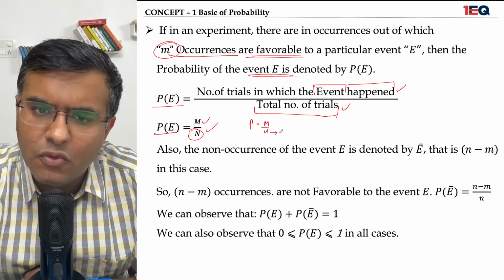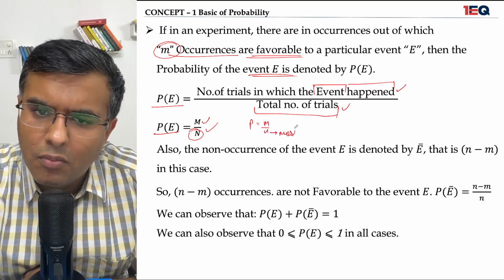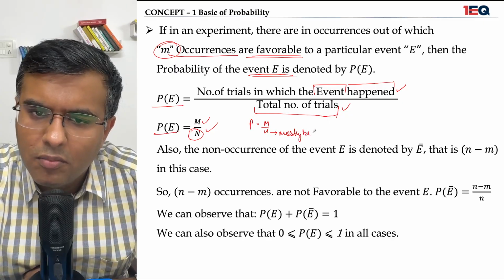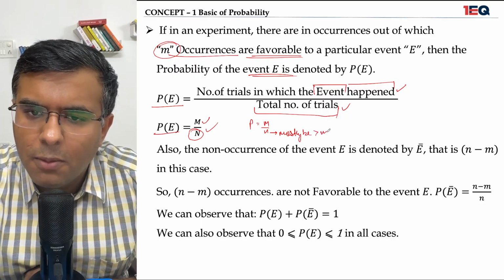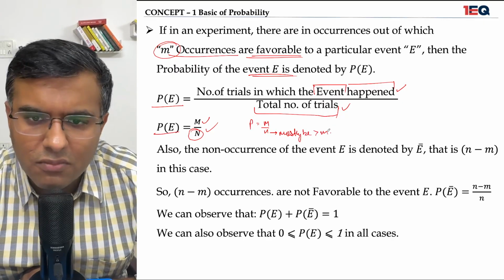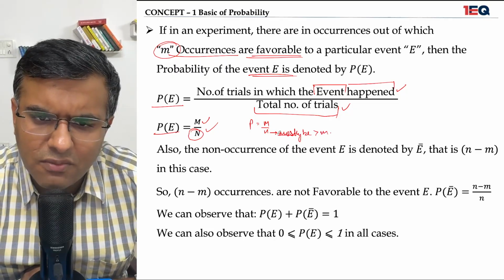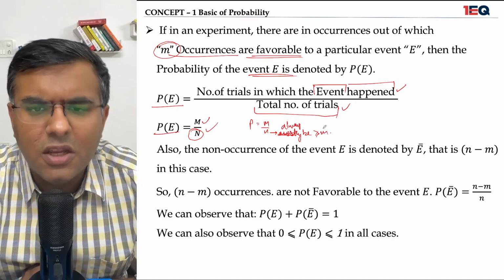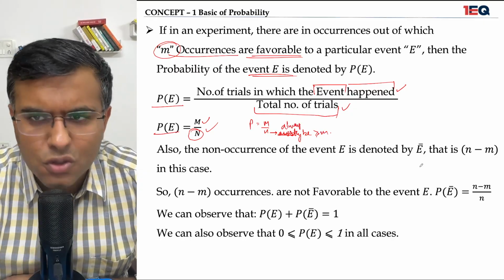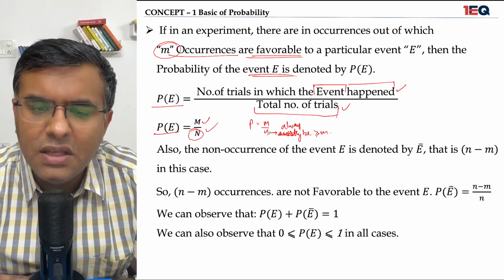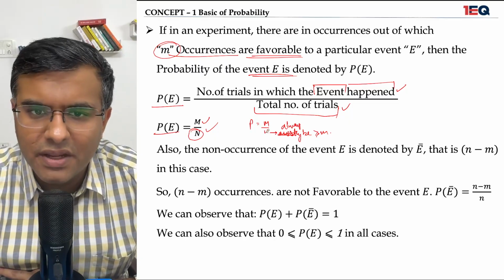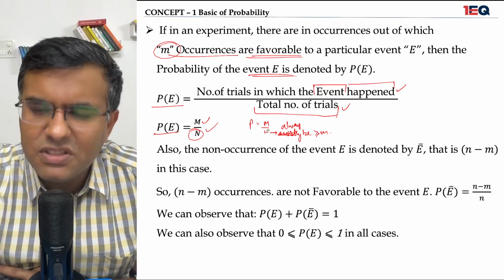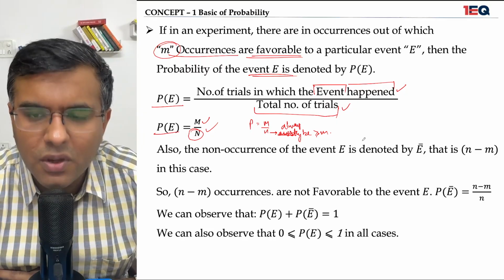N would always be greater than or equal to m. The reason being that when there is a total number of occurrences, only then will you be able to check which of them are favorable.